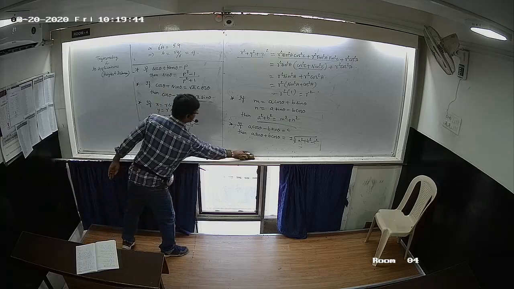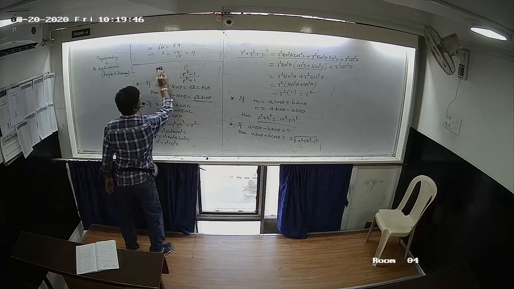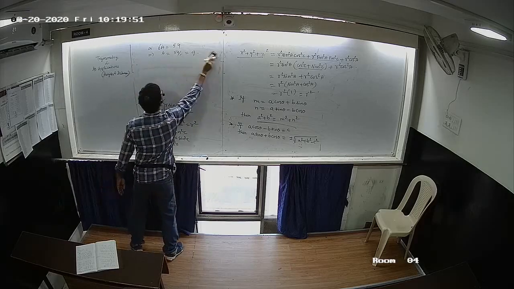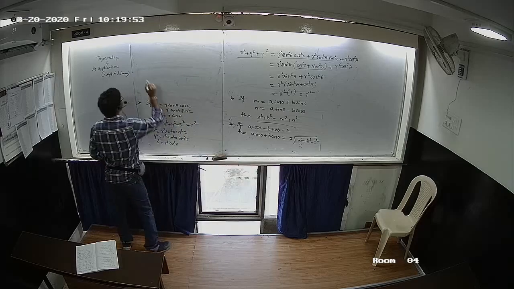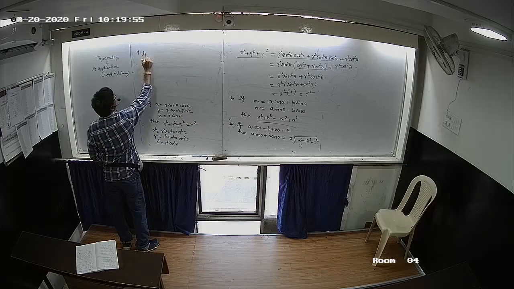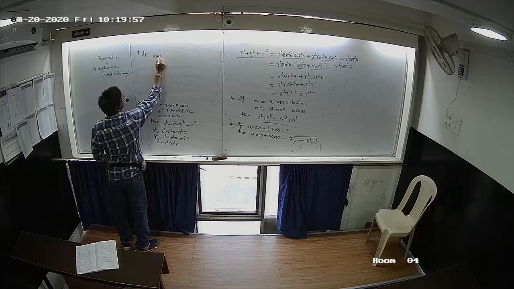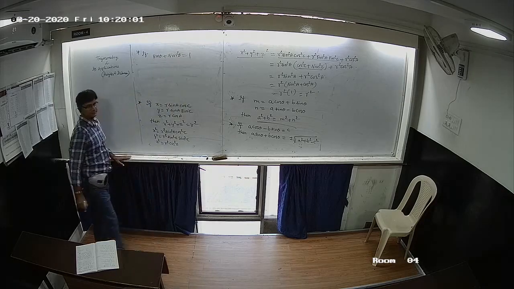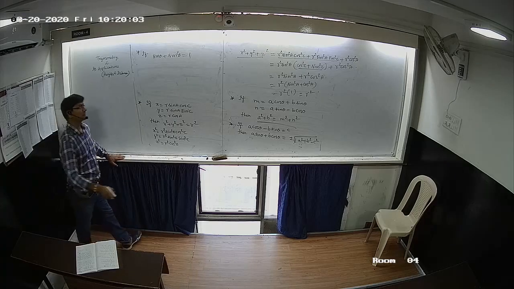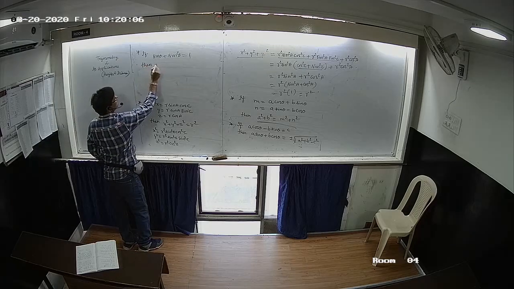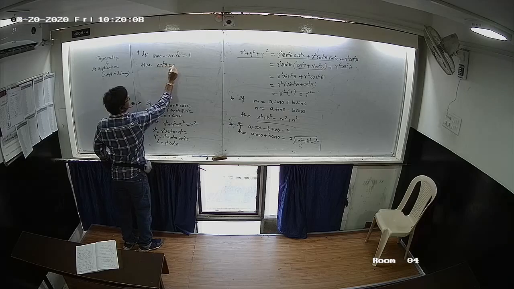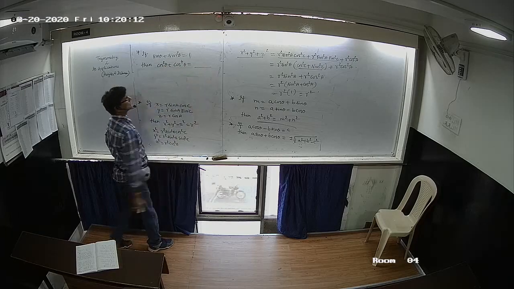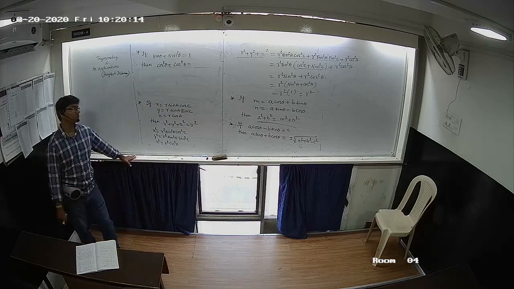Further, another important result what we have already seen is: if sin theta plus sin square theta is equal to 1, if you remember, then cos square theta plus cos to the power 4 theta is also equal to how much? It is also equal to 1.